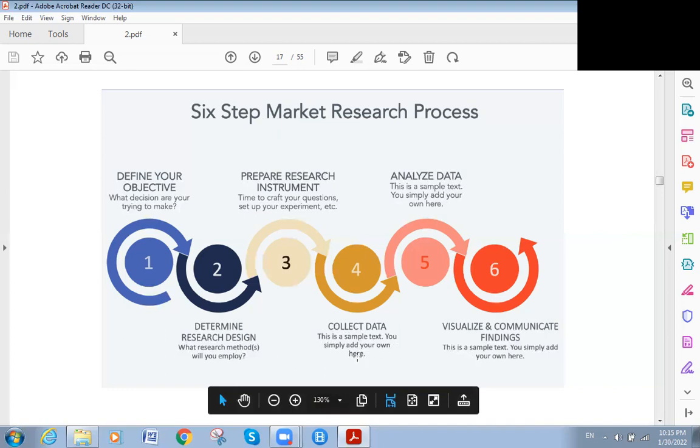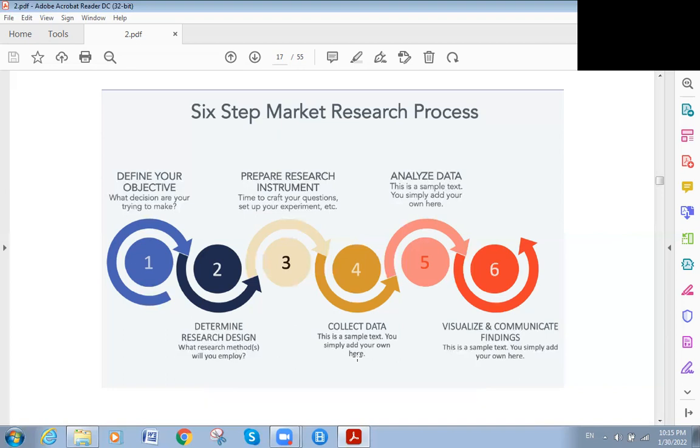So here in the collect data, you will start to use the data. As an example, 75% of the sample which I asked said they would like to improve, to add extra services or extra features to this cell phone.